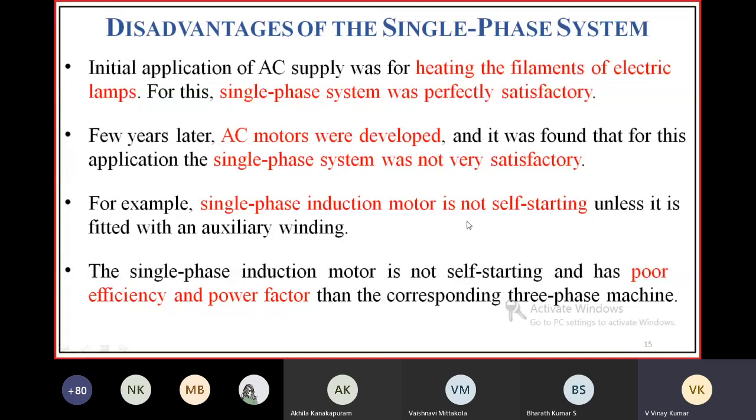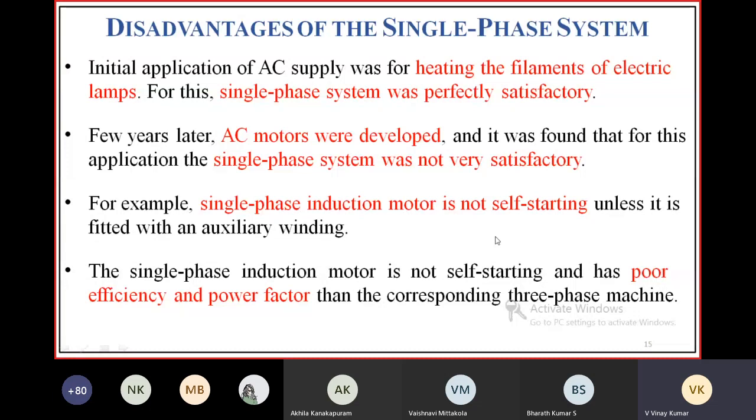In order to make it self starting, we have to provide one more winding. That is, an auxiliary winding is required to make it self starting. I can make a single phase induction motor a self starting motor by providing an auxiliary winding. Now next, coming to efficiency and power factor.